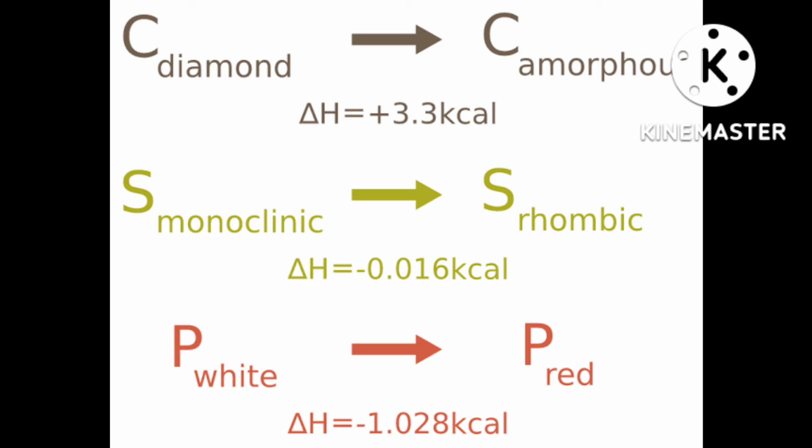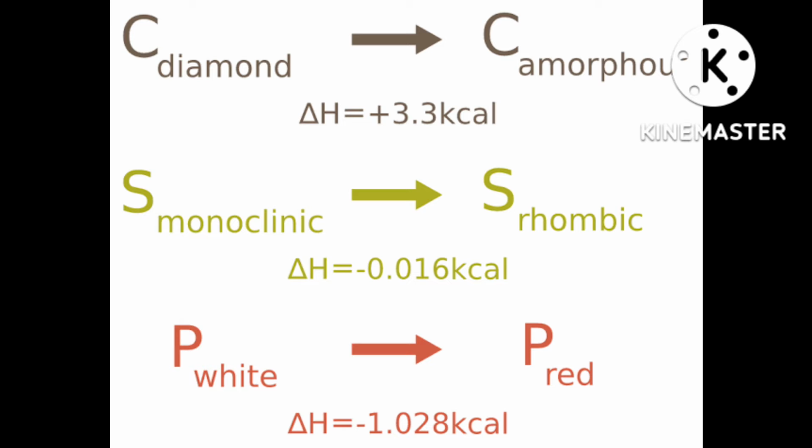H2 gas is a reference state, oxygen gas is a reference state, carbon graphite is a standard state, meaning reference state, and sulfur rhombic. Sulfur exists in so many forms, but sulfur rhombic is considered the reference state or standard state. Now I am giving some examples of enthalpy of formation.